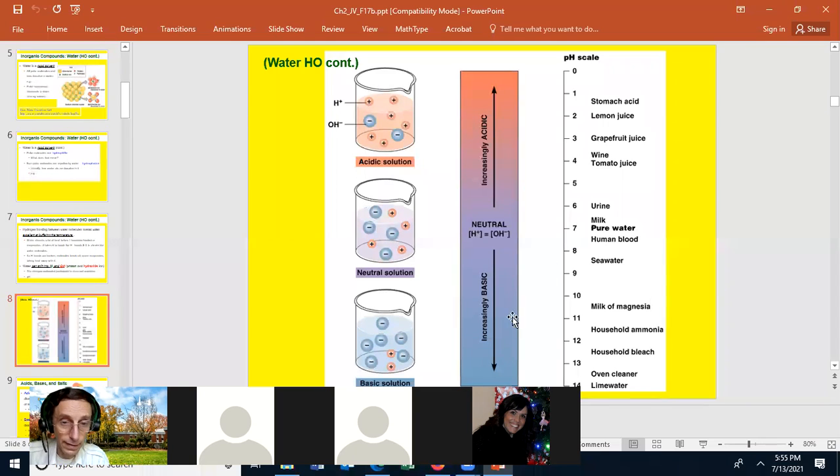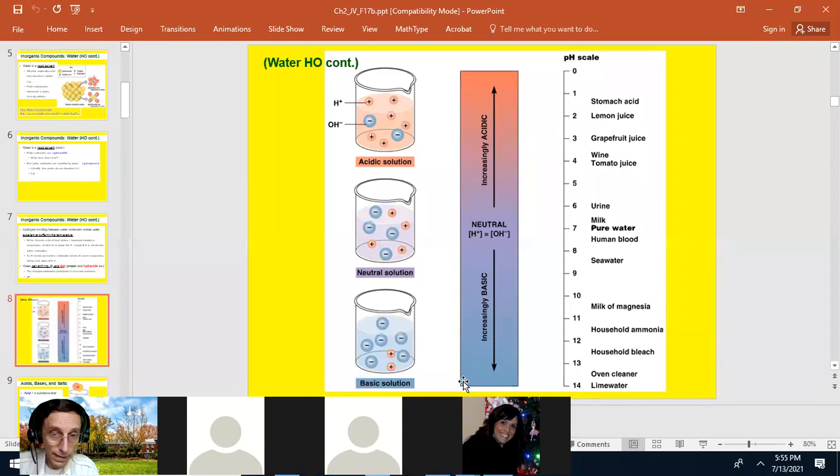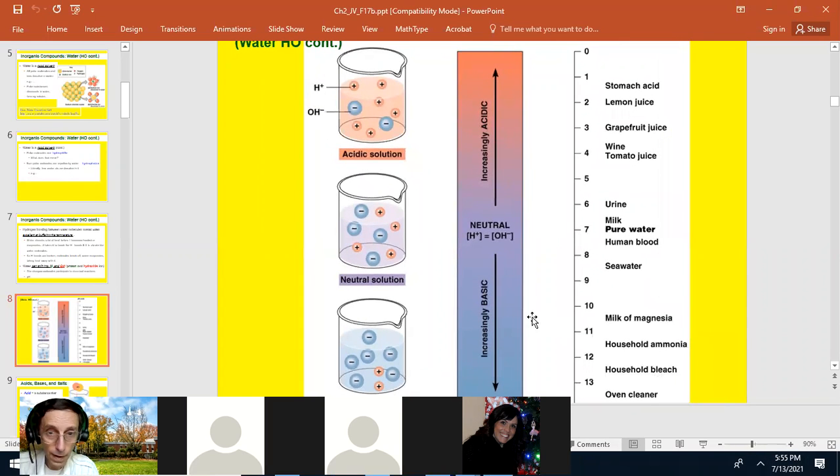The pH is a measure of the amount of hydrogen ions in solution. Let me see if I can blow this up a little. Neutral water has a pH of 7, and that means that there is one hydrogen ion produced in the water, meaning water breaking apart into H plus and OH minus. There's one hydrogen ion in 10 to the 7th water molecules.